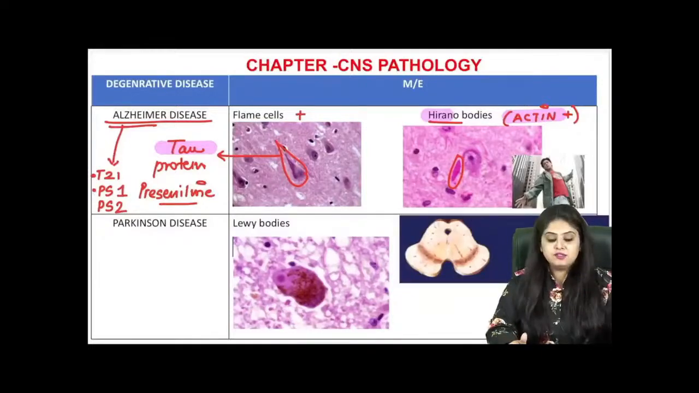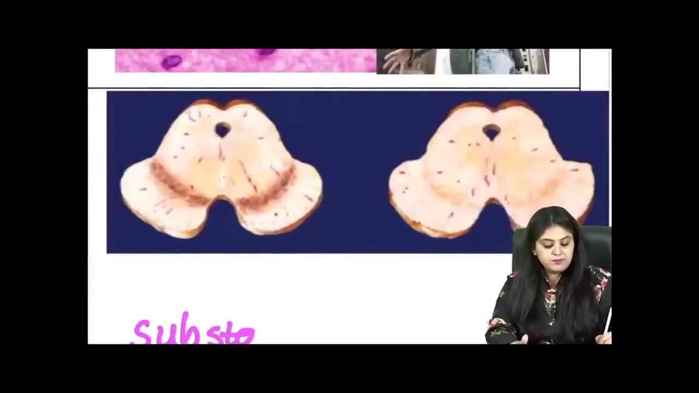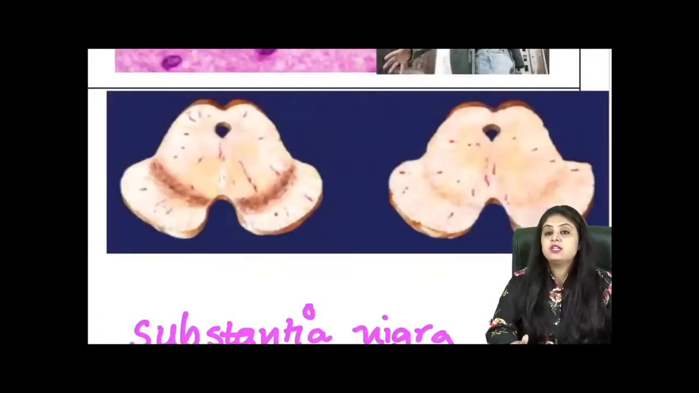Tau is on fire. You are right. So tau protein is on fire. मतलब Tauji is on fire. Flame cell. Tauji becoming a hero and doing acting. मतलब Hirano body is going to be actin positive. Now one question again for INICET aspirants and NEET PG, not important for FMG.